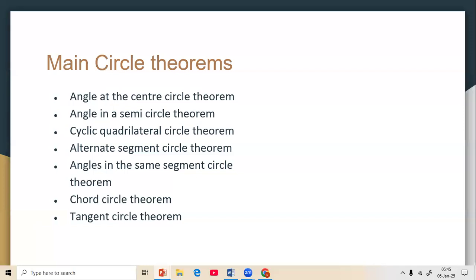Now, we have what we call the main circle theorems, and these ones are 7.